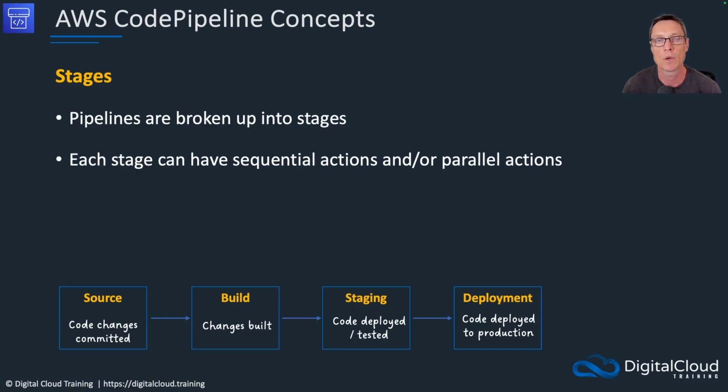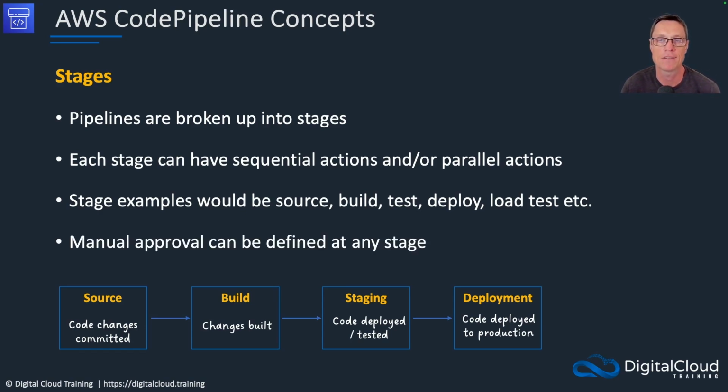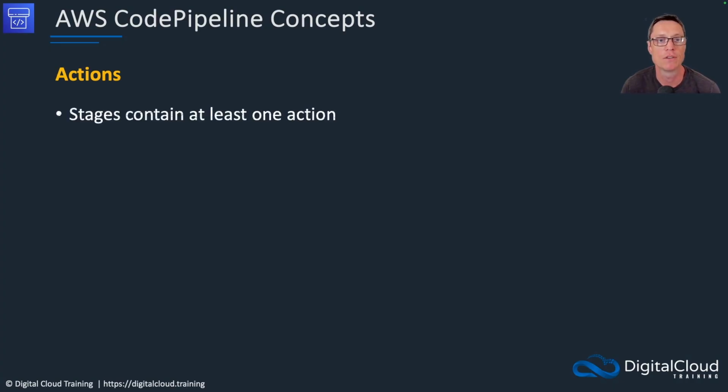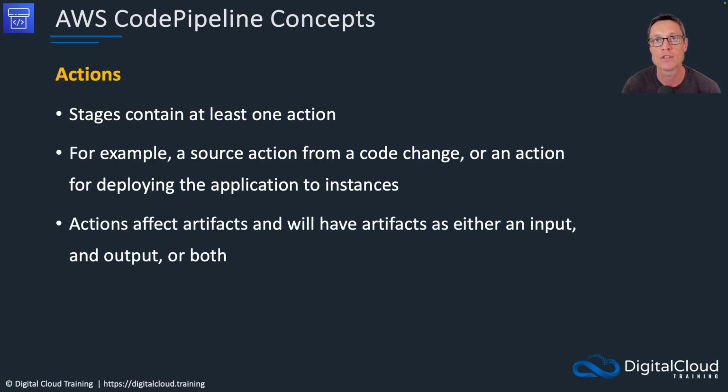Each stage can have sequential actions and/or parallel actions. For example, our stages would be source, build, test, deploy, load test, etc. We can also define manual approval at any stage. Another concept is actions. Stages contain at least one action, such as a source action from a code change, where a developer is committing a change of the code to the code base, or an action for deploying the actual application to instances. Actions can affect artifacts and will have their own artifacts as either input or output or both.